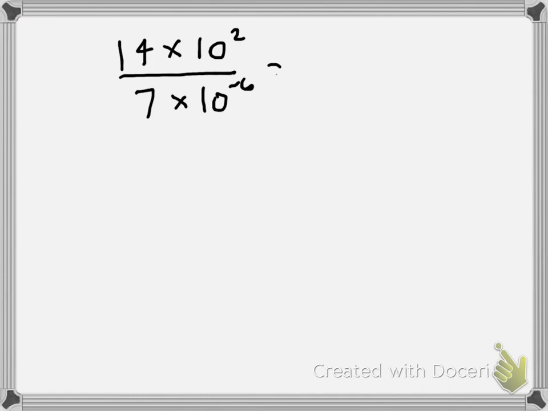If we have a problem like this, it is a division. What I'm going to do is divide the pieces that work well together. So 14 divided by 7, I can just do that. 14 divided by 7 is going to give me 2. And then 10 to the second over 10 to the negative 6, we know how to divide these terms that have exponents. When we divide, we subtract the exponents. So this would be like 10 to the 2 minus negative 6, right? And then we add those up. So that's 2 times 10 to the 8th.